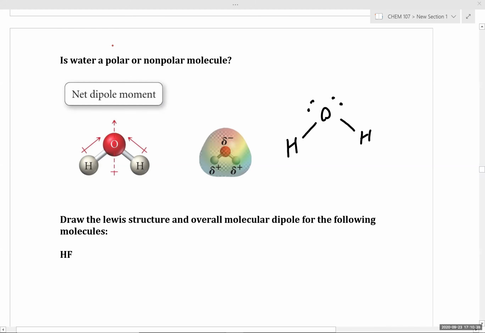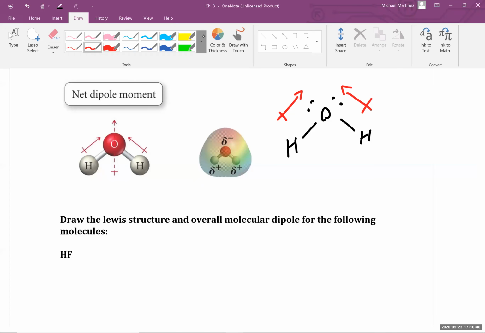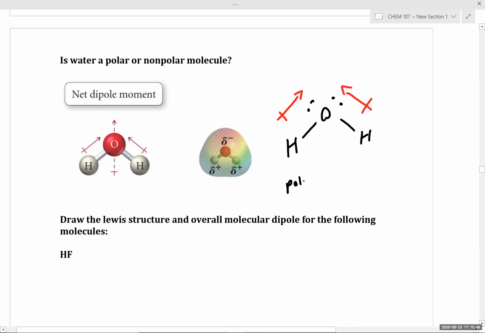Yes. The oxygen-hydrogen bond, there's a clear difference in electronegativity. So looking at water, we have polar bonds. Okay.